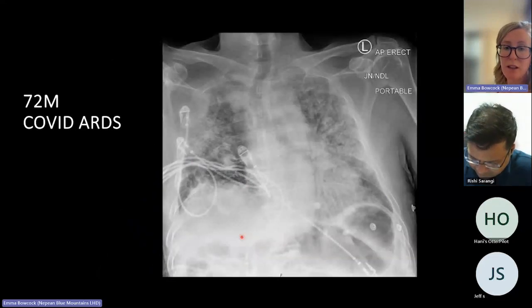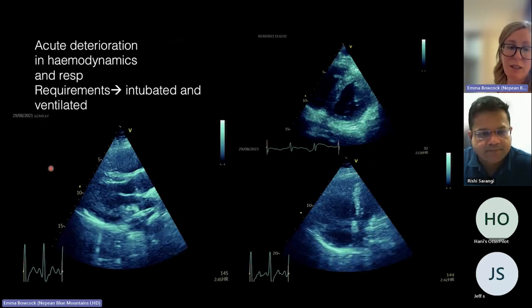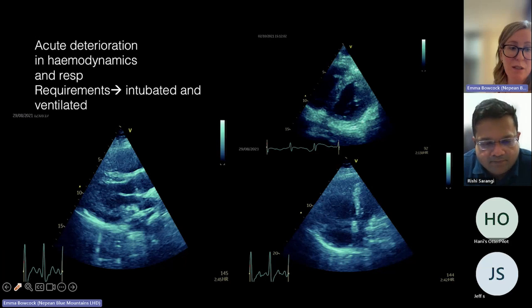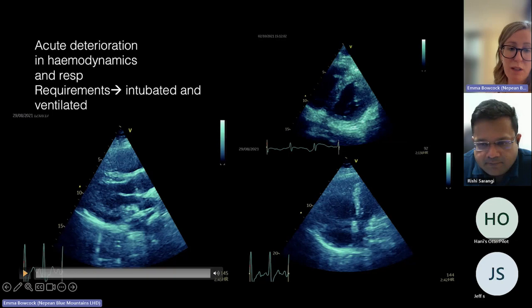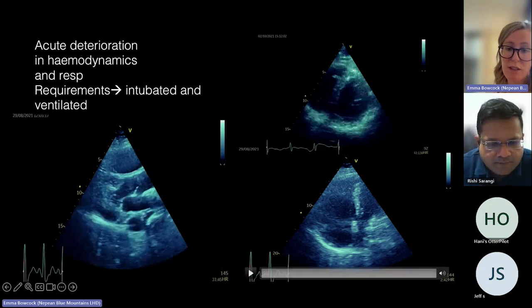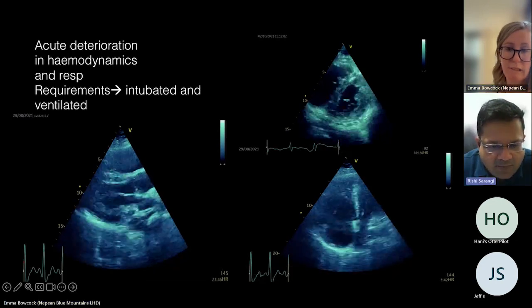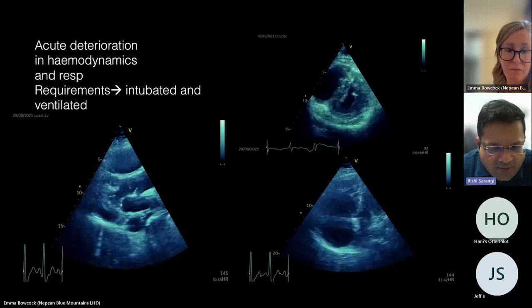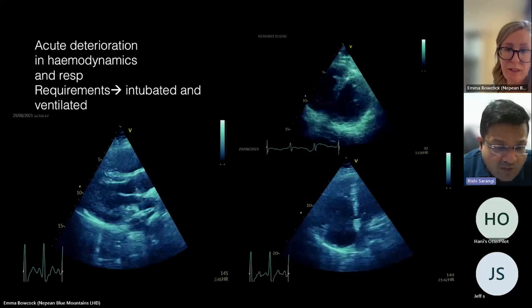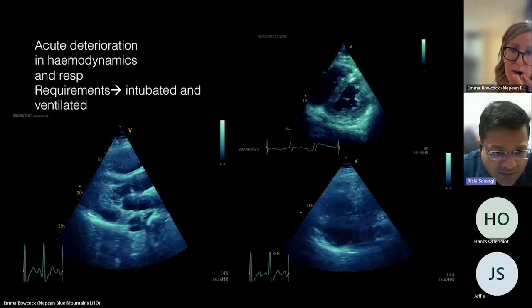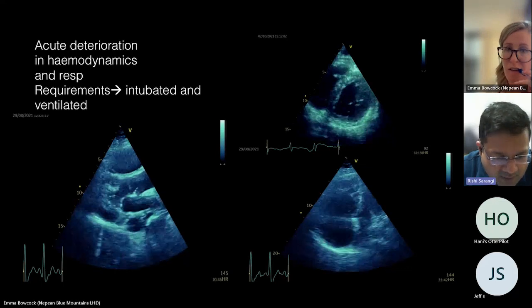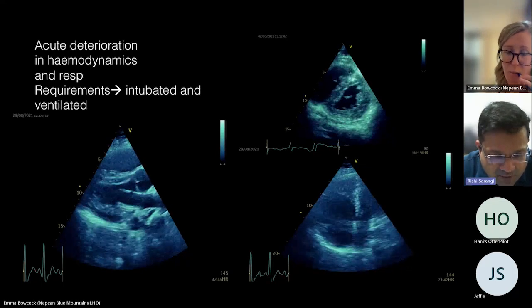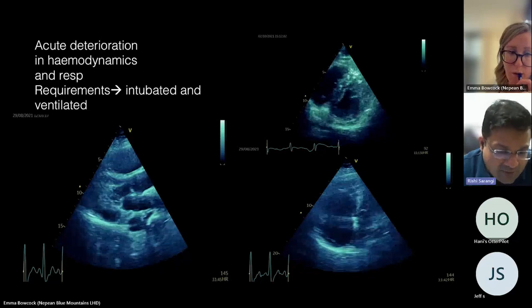This is a 72-year-old man that had COVID ARDS, who had a significant deterioration in his hemodynamics and respiratory requirements. He was intubated and ventilated. Rishi, might you want to comment on what you can see here? Yeah, again, the patient is quite tachycardic at 145. The RV outflow tract looks grossly enlarged, with no effusions at this point. Again, grossly dilated coronary sinus, or maybe dilated coronary sinus, not grossly.